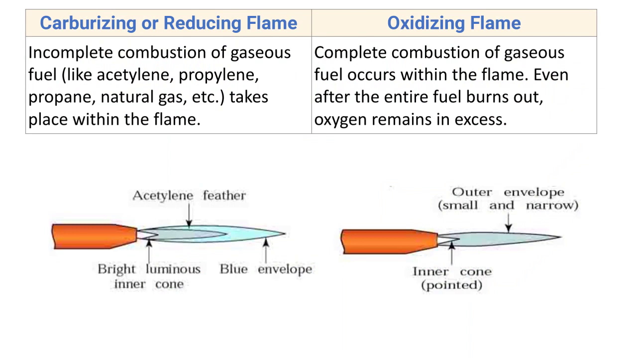Now oxidizing flame, complete combustion of gaseous fuel occurs within the flame. Even after the entire fuel burns out, oxygen remains in excess. So in case of oxidizing flame, excess oxygen is supplied, and that is why we are getting oxidizing flame. And even after the complete combustion, some amount of oxygen is left.